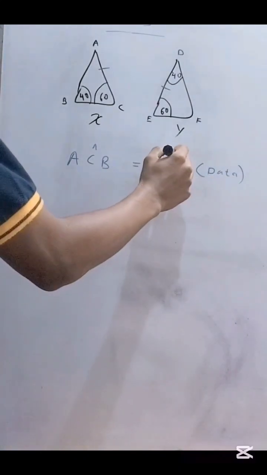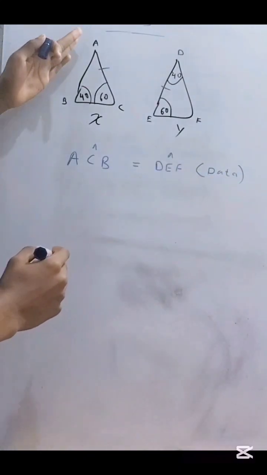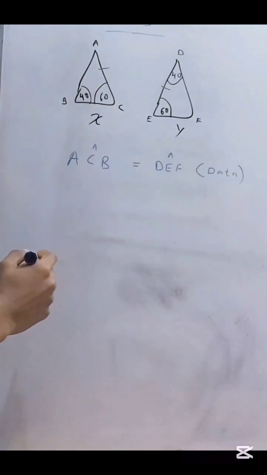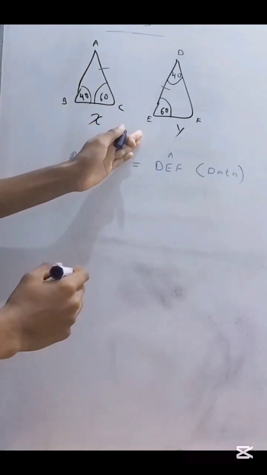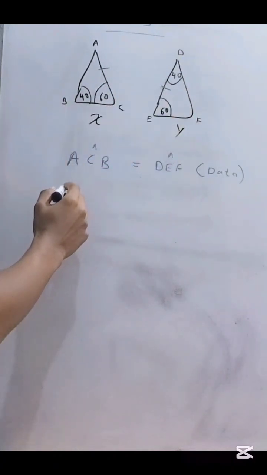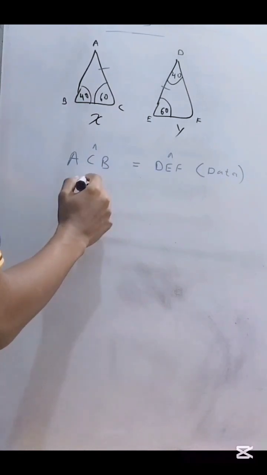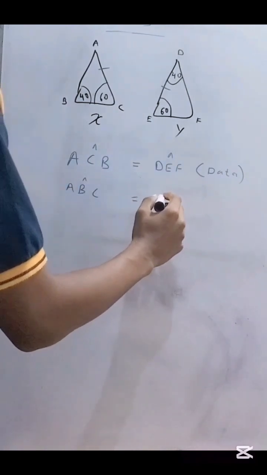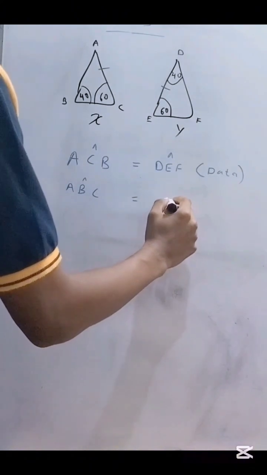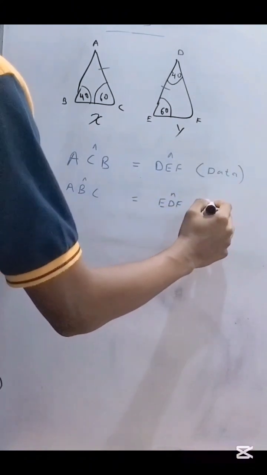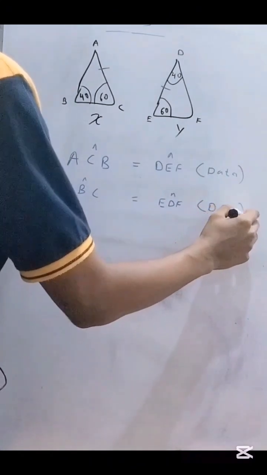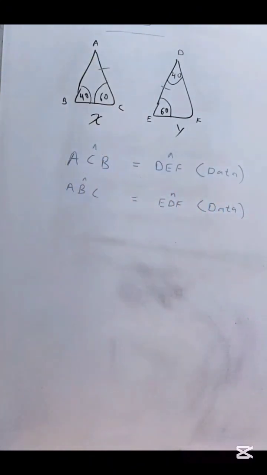Next, the angle ABC is equal to the angle EDF. The reason: data. What is data? As mentioned before, if it shows in the diagram, we can easily mention the reason as data. That's it. You'll get proper marks for it.